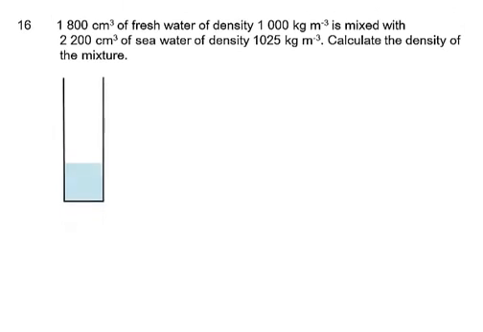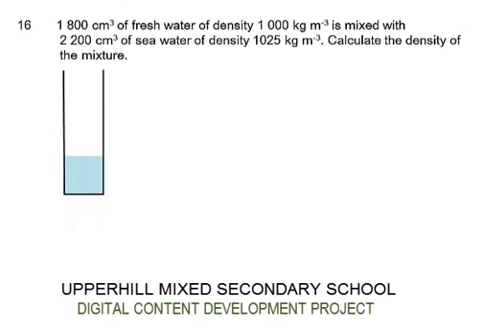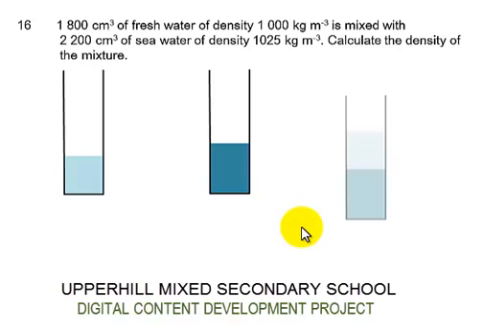So this first container shows 1,800 centimeters cubed of fresh water of density 1,000 kilograms per meters cubed. The second container shows seawater. The volume is 2,200 and the density of seawater is 1,025 kilograms per meters cubed. The two liquids are mixed. They will mix up eventually to form a homogeneous liquid. So we want to determine the density of this mixture. How do we go about it?